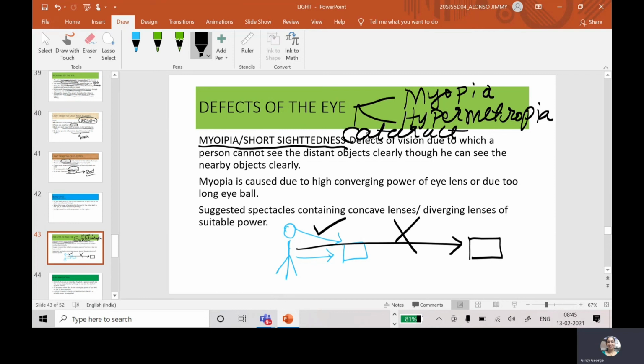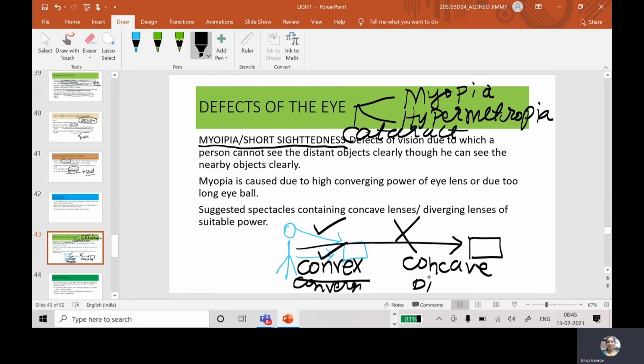So which lens is more active here? If short sight is possible, the convex lens is working properly. The concave is not working properly. Convex lens means converging action is possible. Diverging is not active or not working. So this is called myopia.